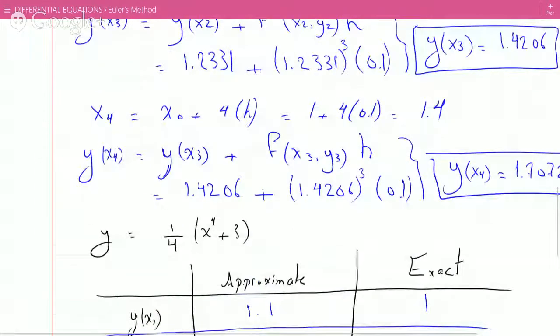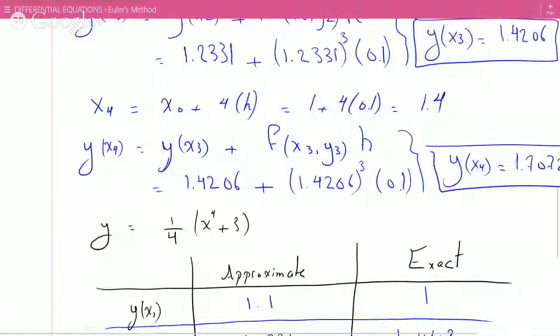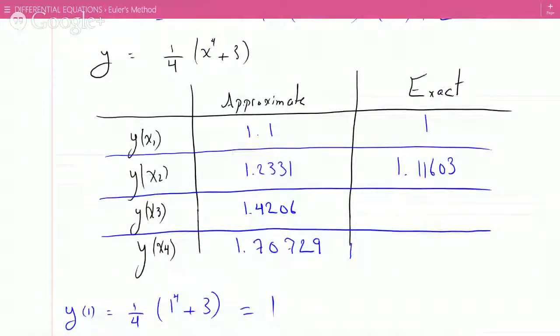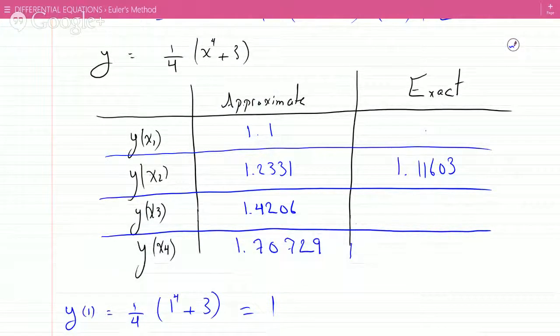Right? Hold on a second. No, the x1 was 1.1 here. This one was 1.1. Okay, this is supposed to be 1.1 here. So 1.1 to the 4 plus 3, because you're not doing the x0. You know the value for x0 is 1. You're doing the next one. So divided by 4, 1.1603.